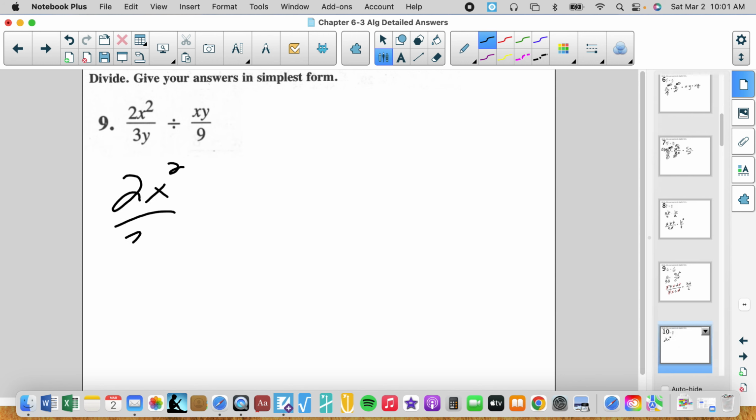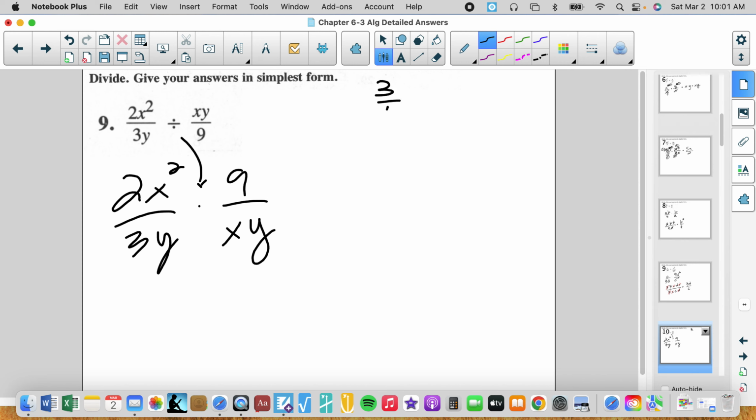2x squared over 3y times 9 over xy. Another mistake that students will make is when they convert from division to multiplication, they will take the reciprocal of the left term. That is incorrect. That is in the numerator. Your denominator is going to be the term. Denominator, what do you mean?